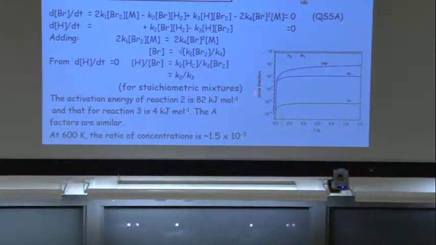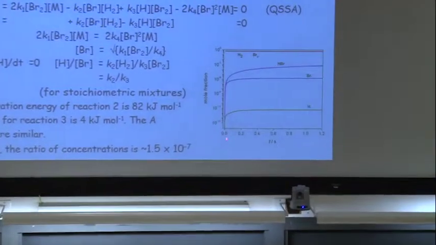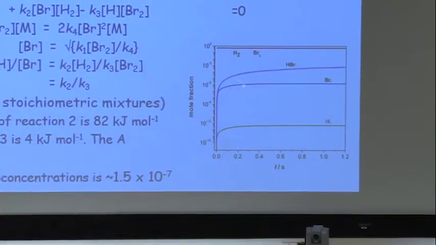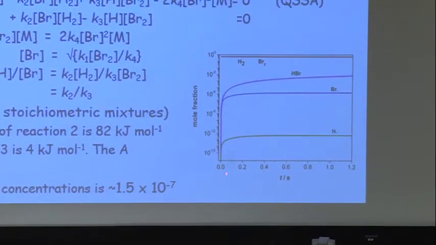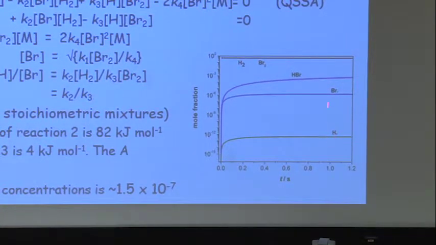And so we go back to what I showed you before. So there's the HBr being produced, and there's bromine in the steady state, hydrogen in the steady state, and a big difference between their concentrations.